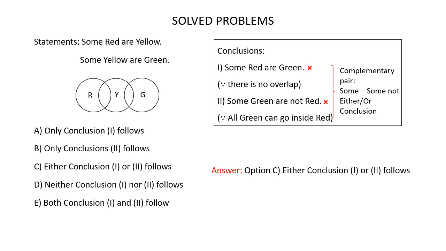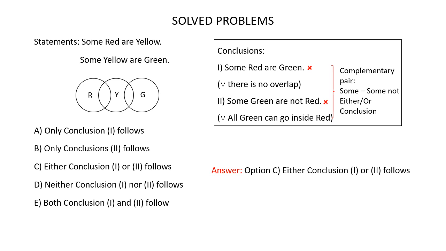Now the logic here is that if all green can go inside red, it means all green are red. Now if all green are red, you cannot say some green are not red. So the conclusion some green are not red is wrong. Now conclusion 2 does not follow.